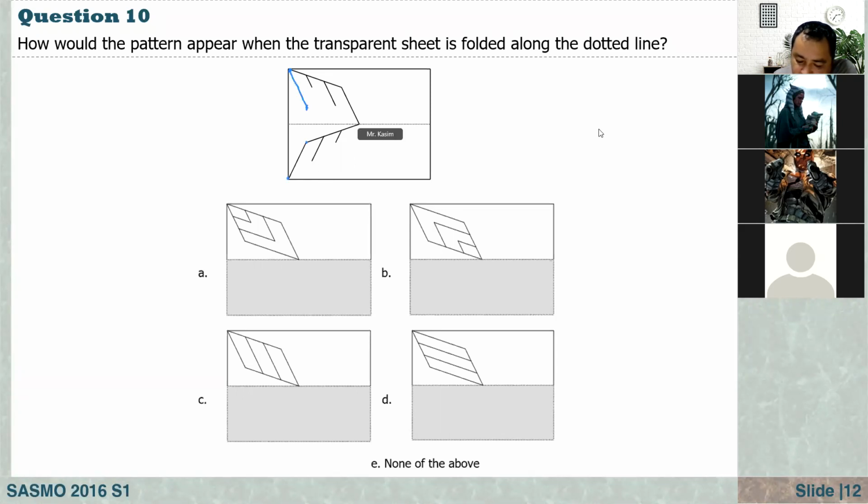And also these two lines, right? I need to join them. Okay. And after that, this will be reflected here. And this will be reflected here. If you join them, it will be this line. And this will be reflected into here. This will be reflected into here. So just join them. So the answer is C.